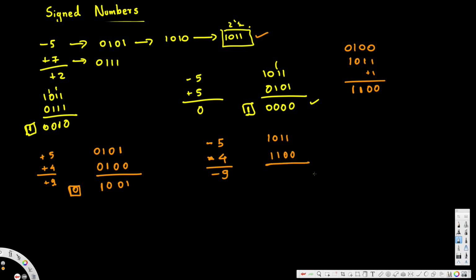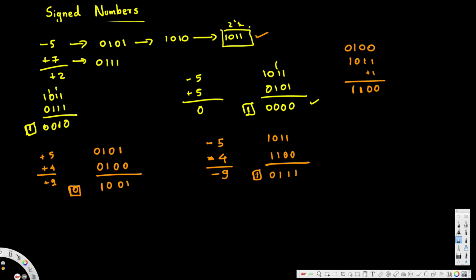Now, if we add these two together, this is going to give us 1, 1, 1. And 1 plus 1, that should give us 0 and a carry 1. And here you can see we are getting 4 plus 3 plus 1, that is 7. But we should get minus 9.